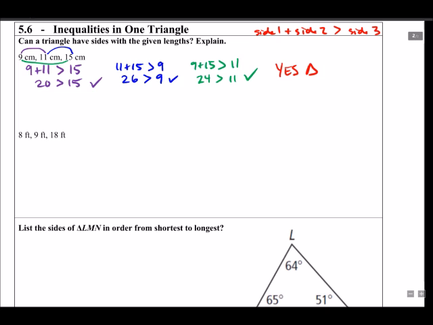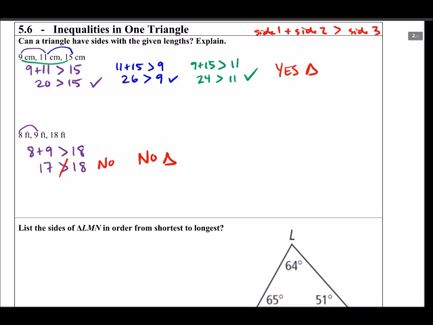So let's do the next one. Find your small sides here. 8 plus 9 is greater than 18. This is 17 is greater than 18. No, it is not. So no triangle here because the sum of the lengths of two of the sides is not greater than the third side.